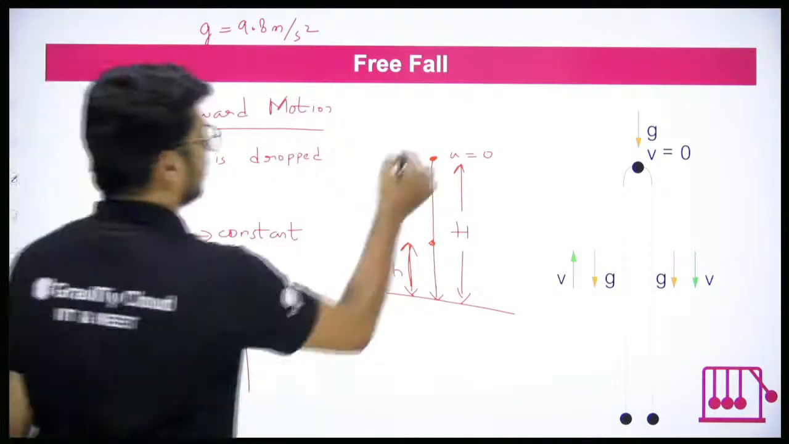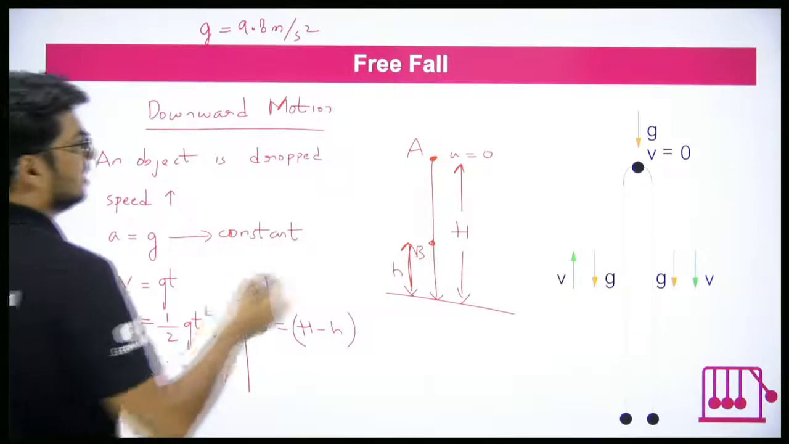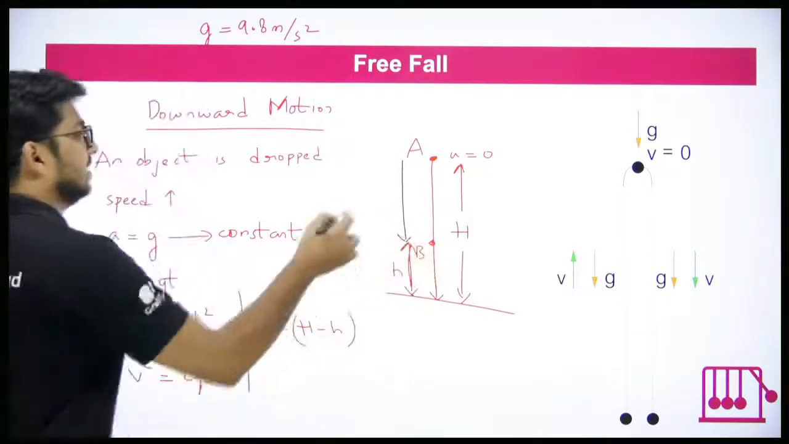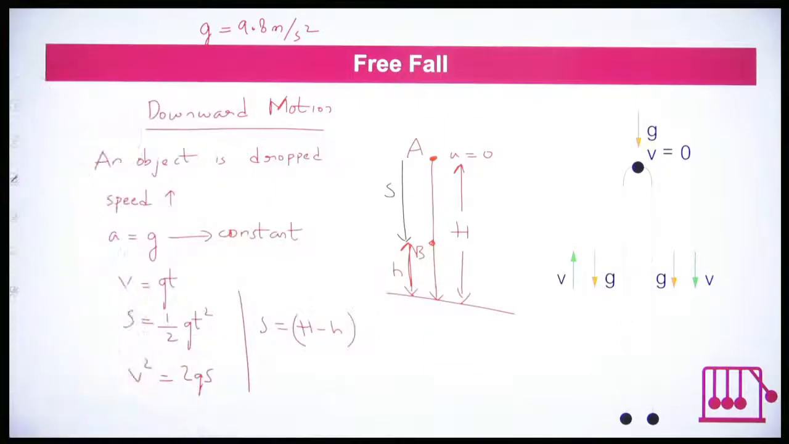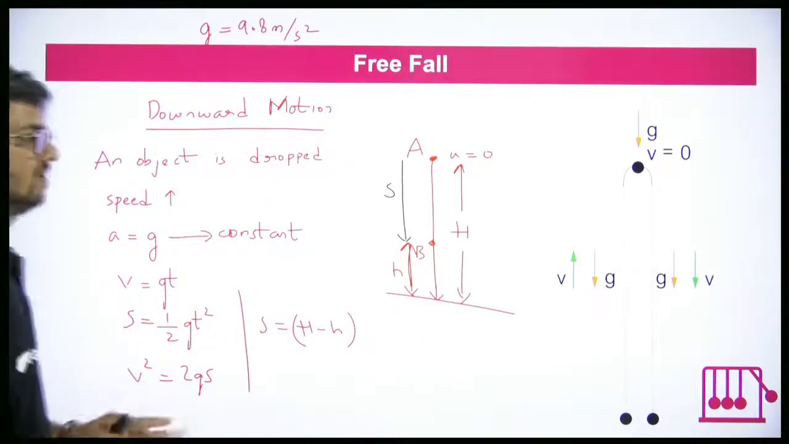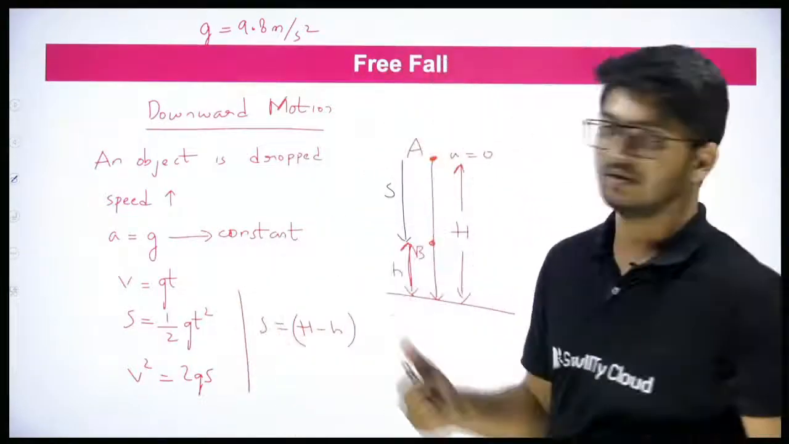Yes or no? So if the object has come from point A to B, its displacement will be this. And what is that displacement? Equal to capital H minus small h. So these are the points that we have discussed in the last class. We have even solved a problem on that.